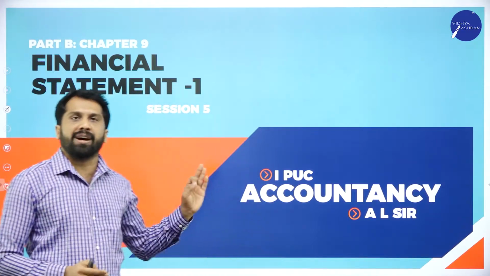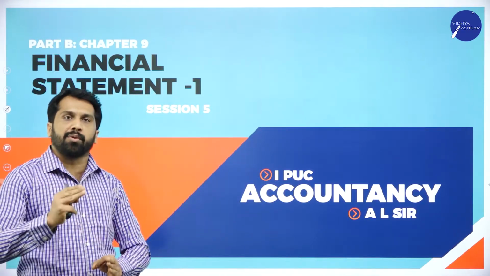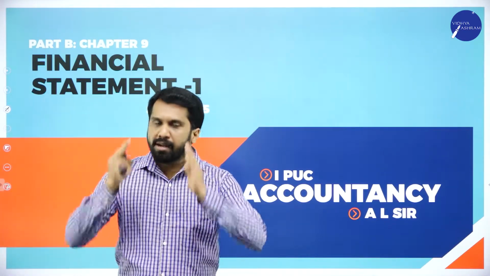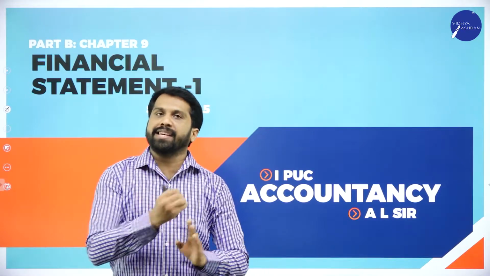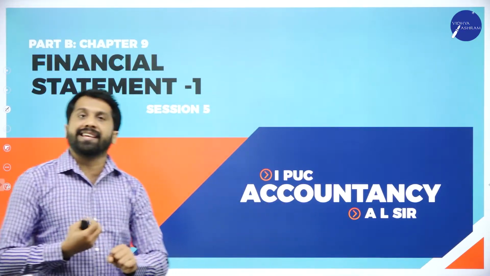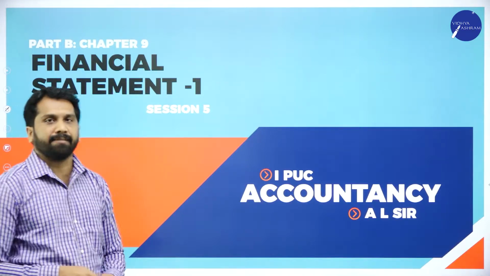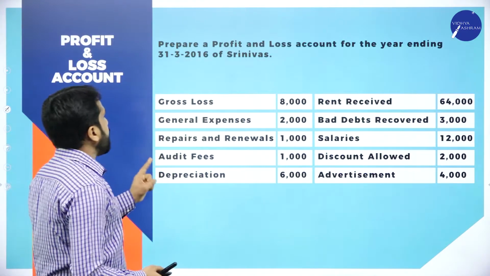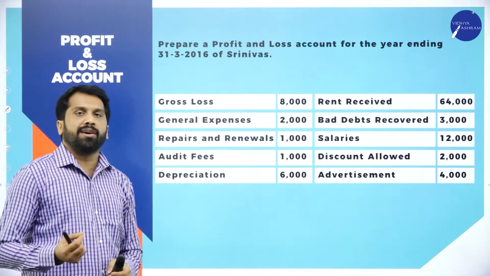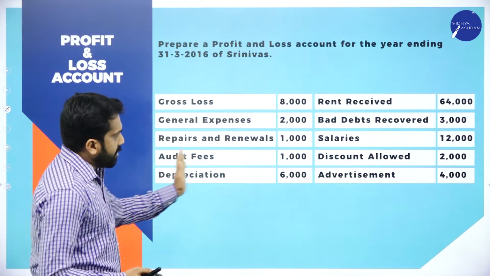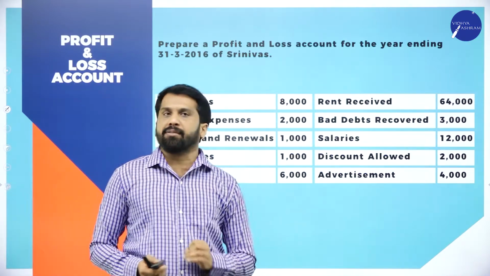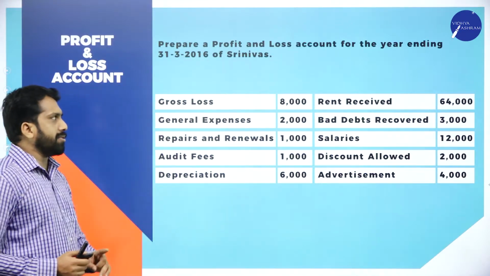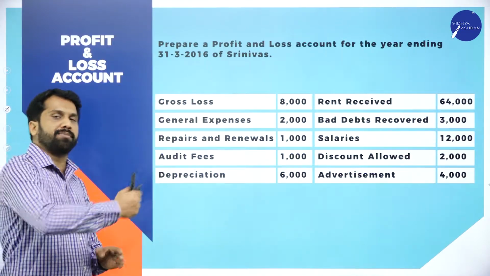We'll start with one problem. I will not go into the format. Why? Because while doing the problem itself I'll explain what the format is. But remember the concept. All the income credit side, all the expenditure debit side. Now prepare the profit and loss account for the year ending 31st March 2016 of Srinivas. So this is your question. From this you have to calculate what? Profit and loss account. Now, you only have to tell me which comes under debit and which comes under credit.